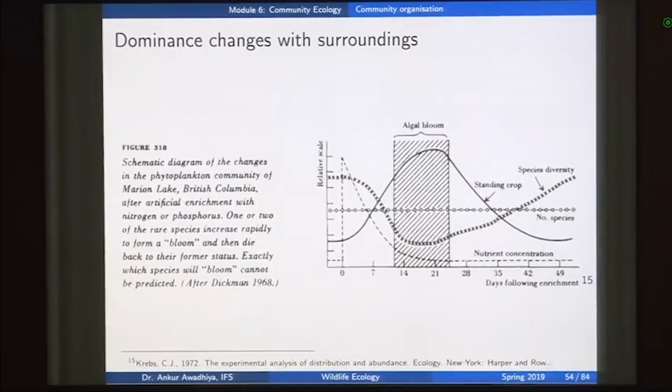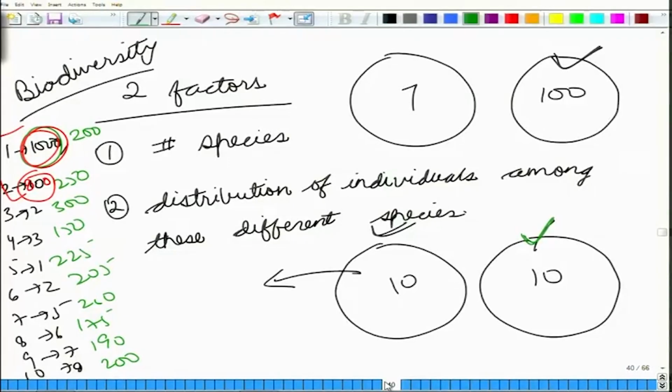Now, why do you have a situation of reduced species diversity? Because as we have seen earlier, in this case you have two communities. In the first community you have 10 species, and in the second community you also have 10 species. But if the number of individuals found in different species changes, that can reduce the level of diversity.